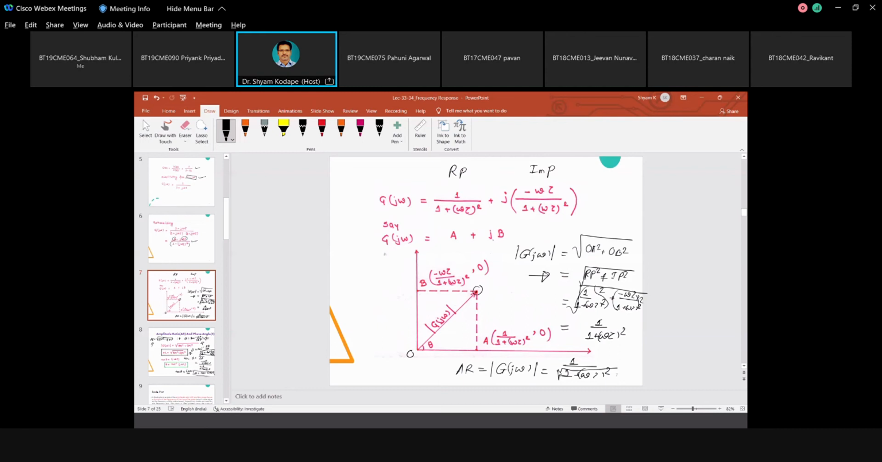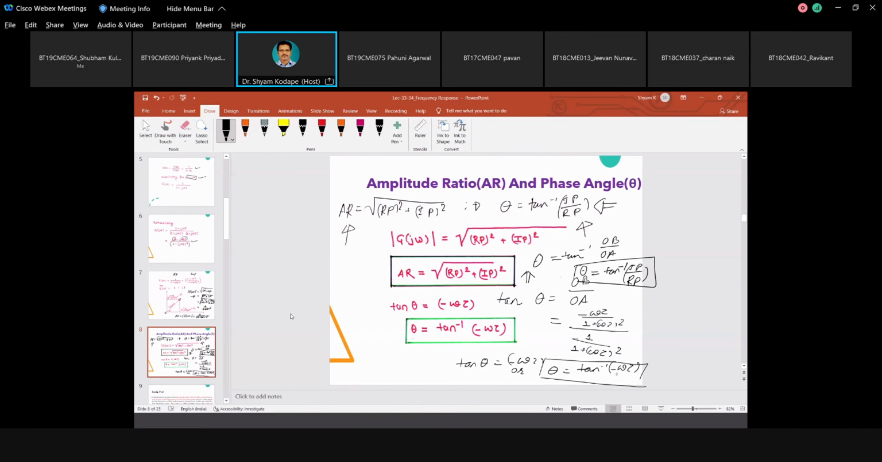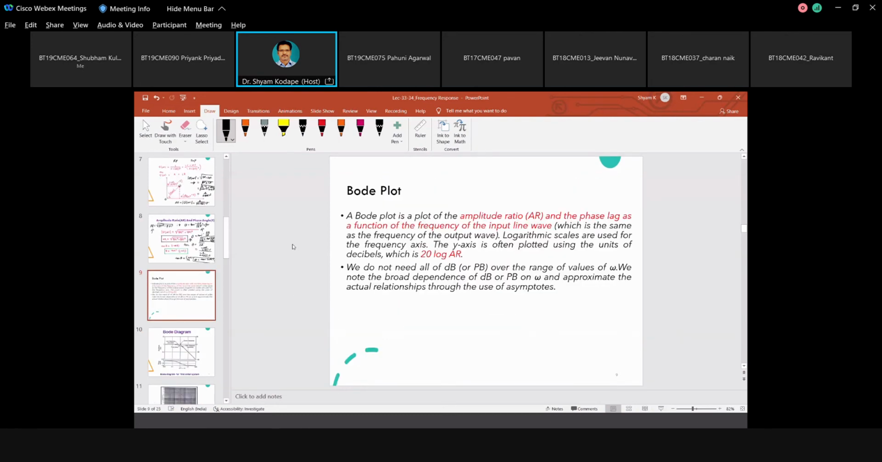Okay. The concept will clear why we are doing this type of exercise right now. Remember one thing, amplitude ratio is nothing but under root of RP square plus IP square, and theta is nothing but tan inverse of the ratio of IP to RP. So what will be the next step? Now, once we have identified that the amplitude ratio and the theta are functions of omega, we will plot this graph.